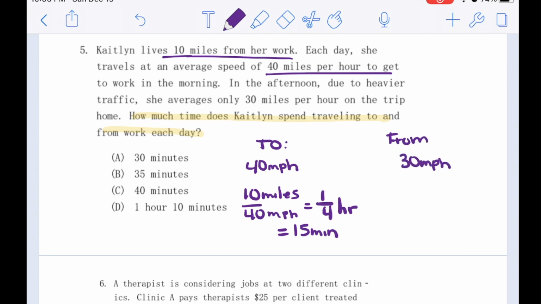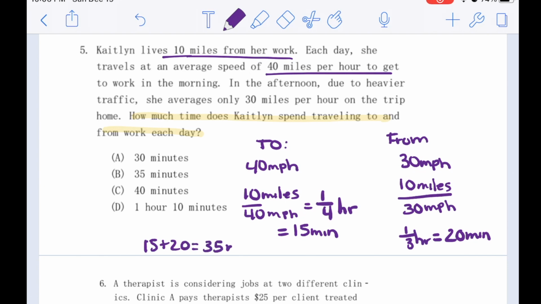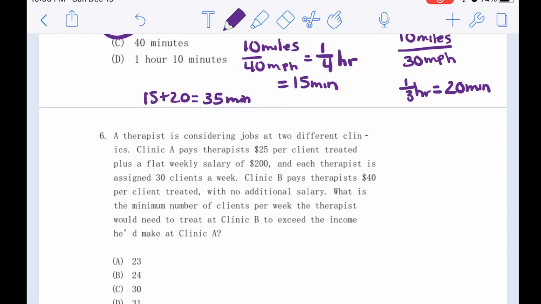So from work to home, she is traveling 30 miles per hour. So again, it's 10 miles. We're dividing 10 by the 30 miles per hour. So we're getting 1/3 of an hour, which is going to equal 20 minutes. So how much time does Caitlin spend traveling to and from work is 15 minutes plus 20 minutes is 35 minutes. The answer is B.